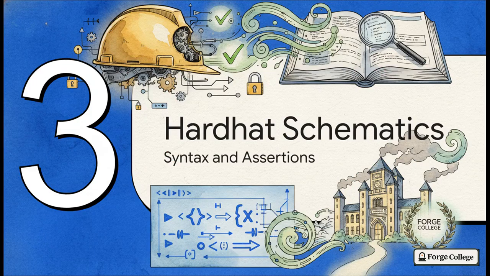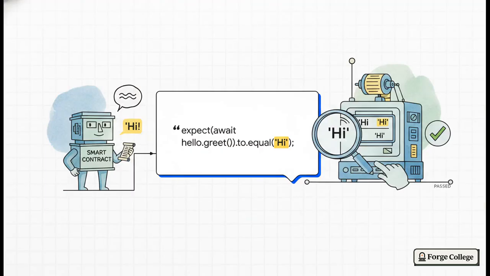Okay, Section 3, Hardhat Schematics. Let's take a closer look at the actual syntax and assertions. Check out this code snippet. This is an assertion using the expect helper from Chai. It acts as our diagnostic readout. It's literally our test asking the contract, hey, did you say hi? And then checking the internal tape to verify it isn't lying to us.